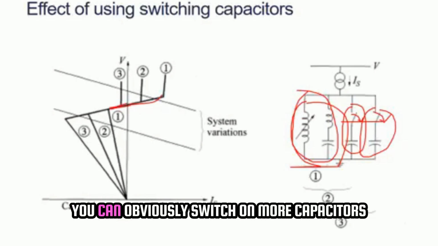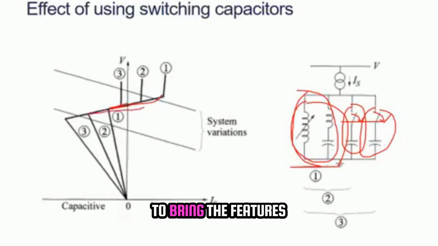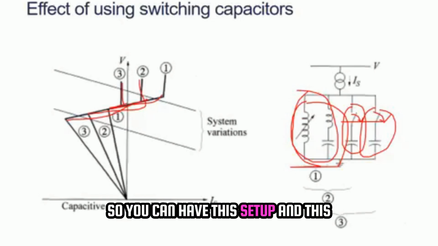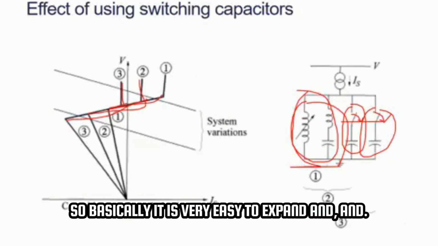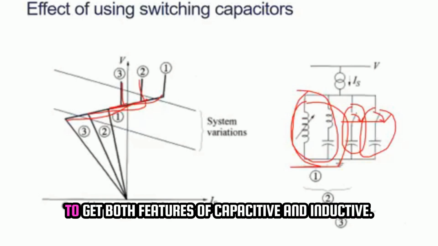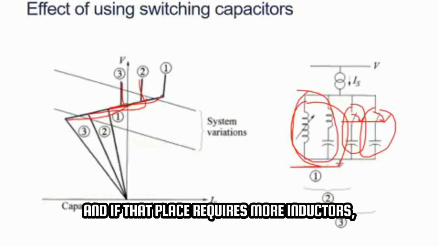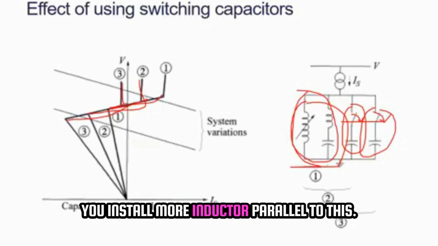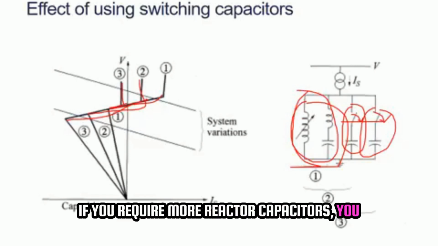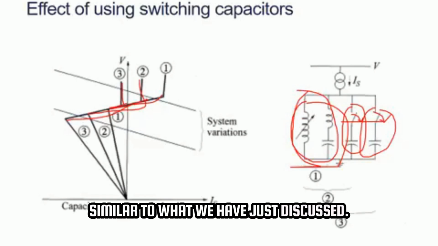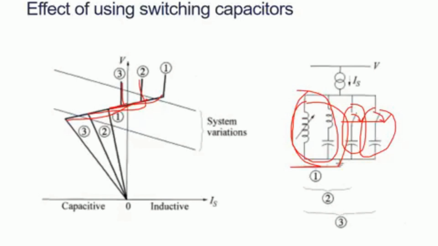And you can obviously switch on more capacitors to bring the features of more capacitive and less reactive. So you can have this setup, and this is a very customized setup. It is very easy to expand, and you can install more reactors or capacitors to get both the capacitive and inductive features. It depends on the place where you are installing this, and if that place requires more inductors, you install more inductors in parallel to this. If you require more capacitors, you install more capacitors in parallel to it, and you can get features similar to what we have just discussed. Right? Any queries?